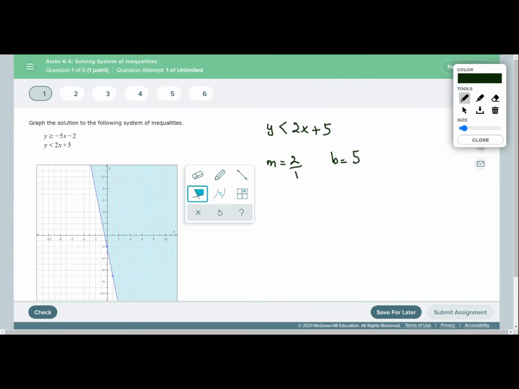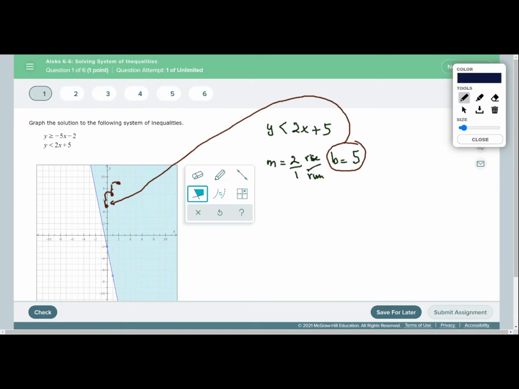2 over 1, as always, is rise over run. All right, so you know where we're going to begin. We're going to begin at 5 on the y-axis, because 5 is the y-intercept. Rise over run, so you go up 2, run 1, up 2, and run 1. Okay, now the second question.